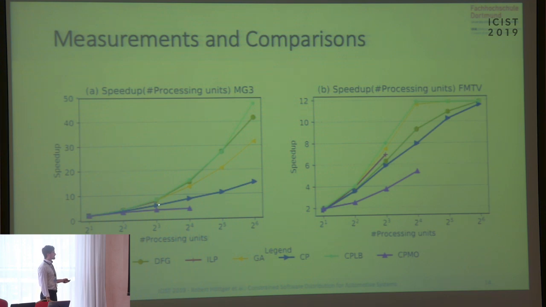And as you can see, the ILP curve over here was not able to find a solution at all within the fixed time of 5 minutes, which has been configured for those measurements. And for the multi-objective optimization, going beyond 16 processing units, the multi-objective constraint programming approach also was not able to calculate feasible results. The others do, though, and those are basically the results.